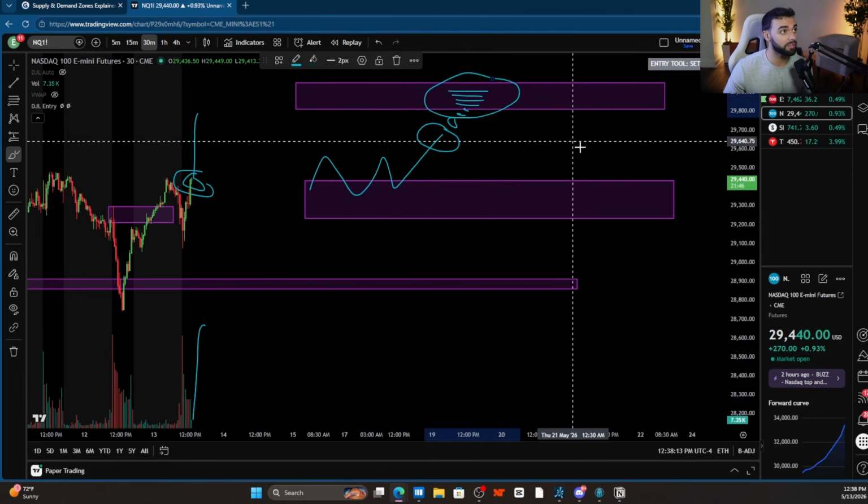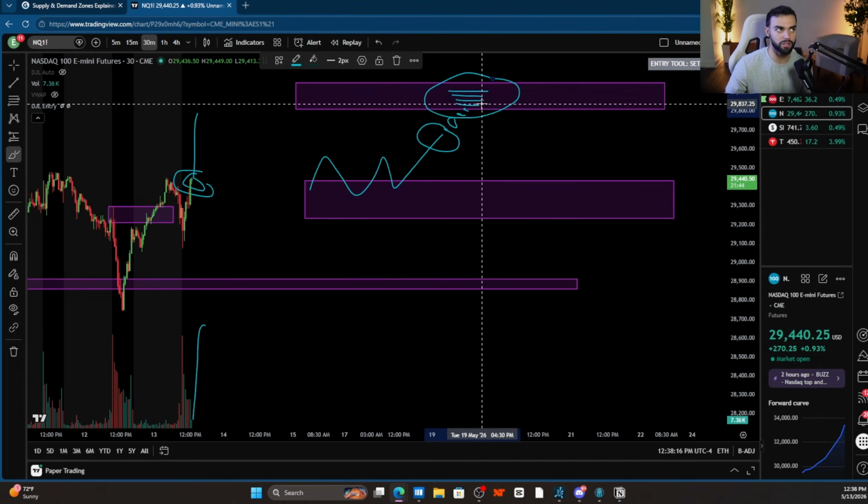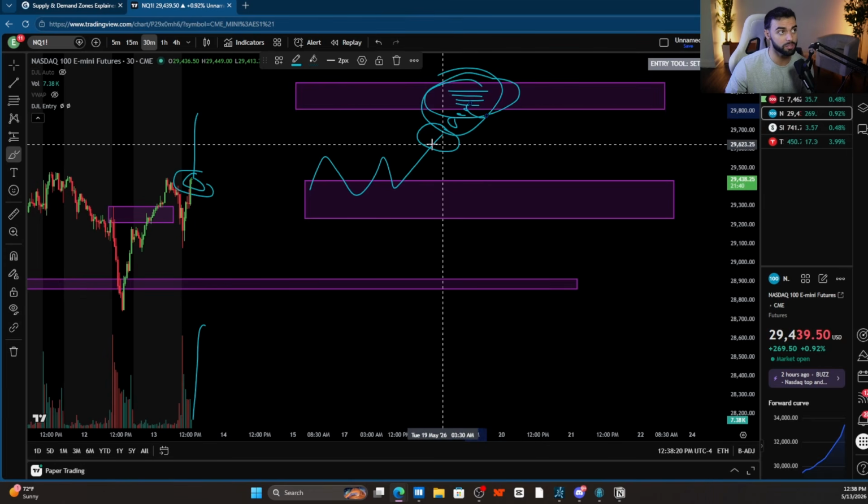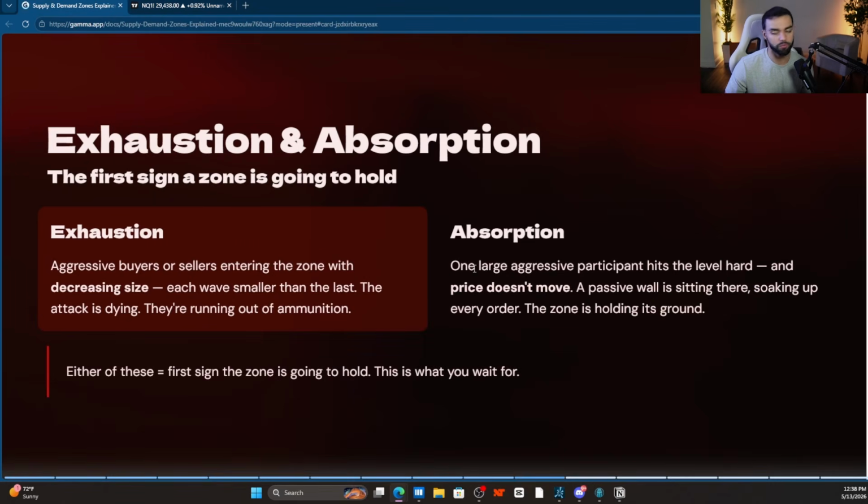And we have all these passive orders sitting here. So for us to actually break this and not reverse, we need to see big aggressive buyers, not smaller and smaller. Great indication for a reversal. The next thing is absorption. One large aggressive participant hits that level hard and price doesn't move up. A passive wall is sitting there soaking up every order. The zone is holding its ground.